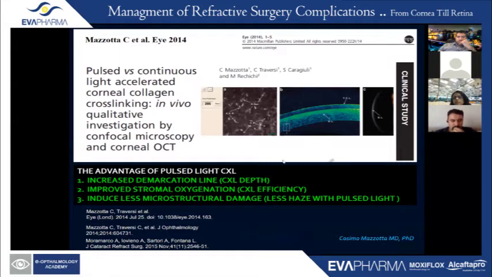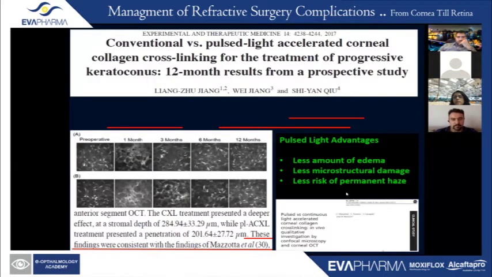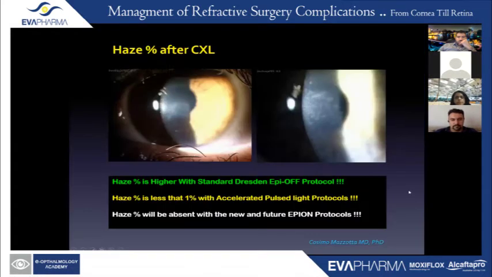And this was confirmed by these authors in Japan, who confirmed less microstructural damage and less risk of permanent AIDS using the pulsed light. So we need to understand that the Dresden EPI-ON protocol had the higher percentage of AIDS, and they accelerated the pulsed light. We reduced the percentage of AIDS under 1%, and AIDS will be absent, I think, in the new and future EPI-ON optimized protocols.